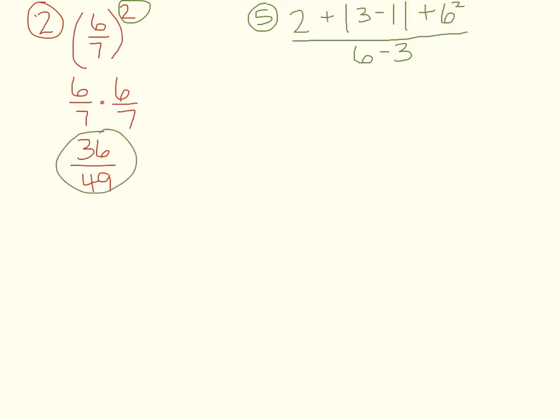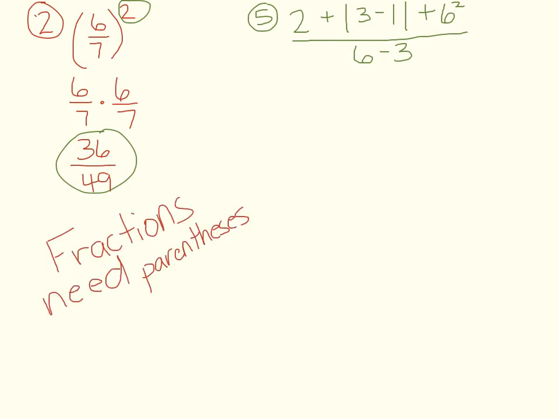Okay, number 5 is a much longer problem. We've got 2 plus the absolute value of 3 minus 1, plus 6 squared, and all of that is over 6 minus 3. Now the first thing that I want you to understand is that fractions need parentheses around the numerator and denominator. If you do not use parentheses in your calculator, the calculator will not do this problem correctly. So the first thing I'm going to do, and you should always do, is draw parentheses around the numerator of my fraction and draw parentheses around the denominator of my fraction.